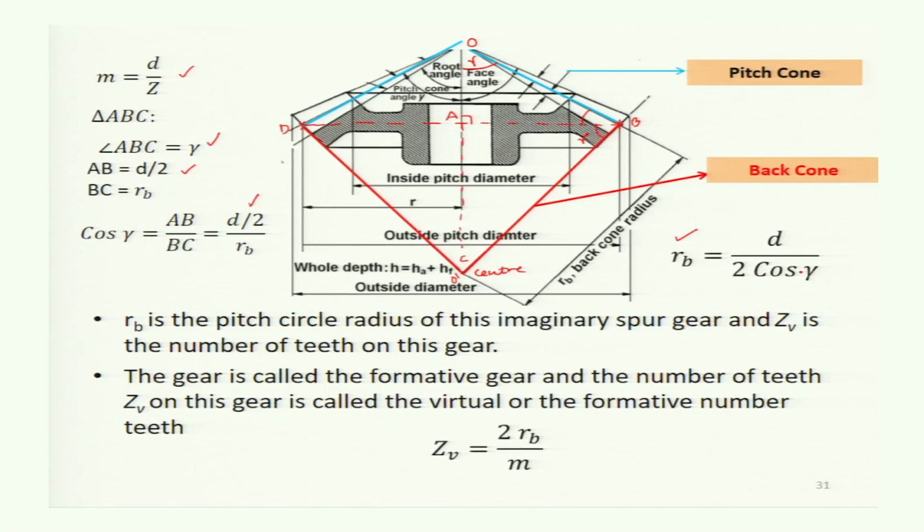And from the module we get M is equal to D divided by Z. So we can substitute here, D is equal to M multiplied by Z. So if RB is the pitch circle radius of this imaginary spur gear, and ZV is the number of teeth on this gear, that means it is extended like this, and we have gear teeth. This is the pitch circle with radius equal to RB. And the number of teeth on the virtual spur gear is ZV. The gear is called the formative gear or the virtual gear, and the number of teeth ZV on this gear is called the virtual or the formative number of teeth, and that is given by 2 RB divided by M.